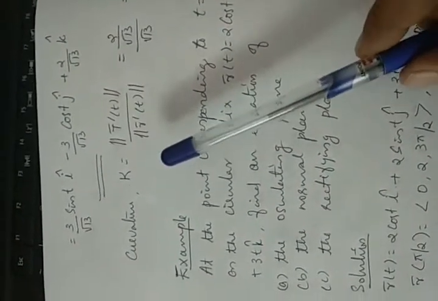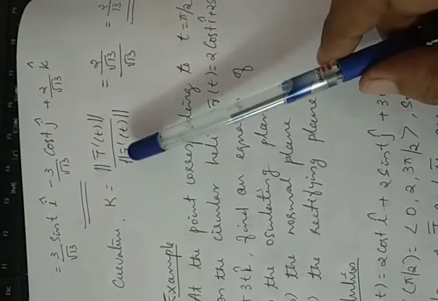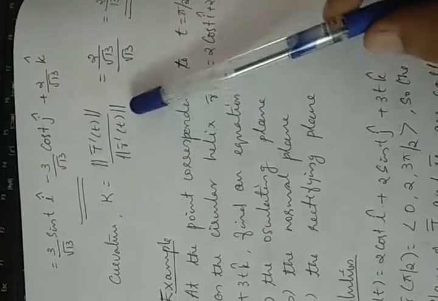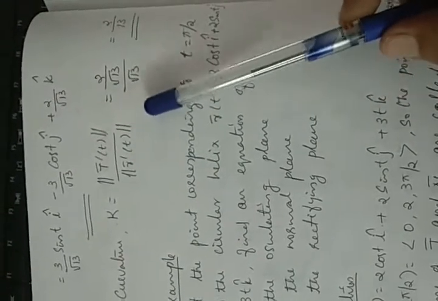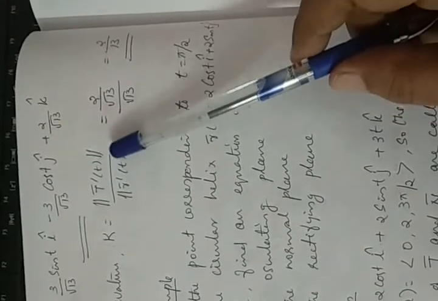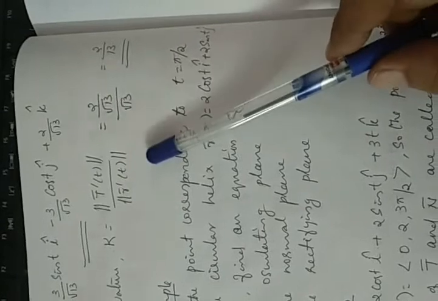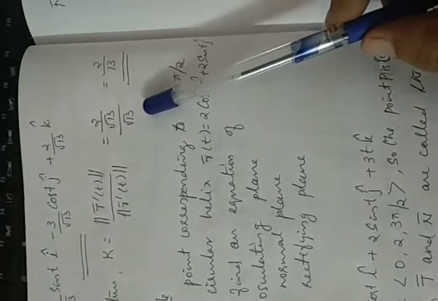Next we have to find the curvature kappa. It is given by the formula norm of T'(t) divided by norm of r'(t). We got that the norm of T'(t) is 2 by root 13, divided by the norm of r'(t), which is root 13. So it is equal to 2 by 13. We will do one more example.